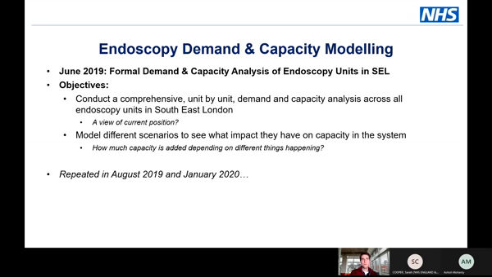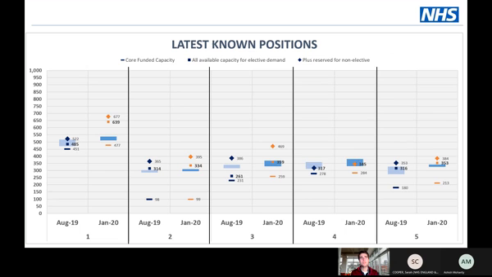did a unit by unit comprehensive D&C analysis, which was primarily to look at the current position and also model different scenarios to see what impact they would have if you did different things. So how much capacity is added by doing these different things. And that exercise was repeated in August 2019 and most recently in January of this year. And that most recent analysis looks like this.